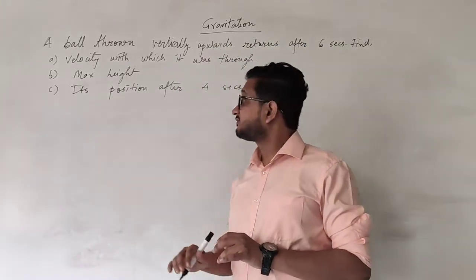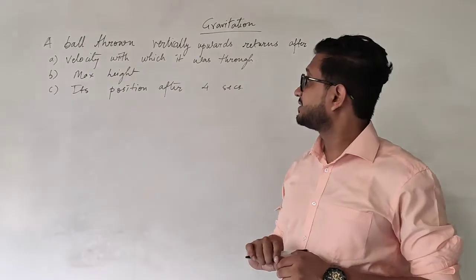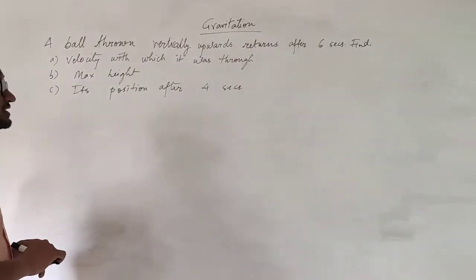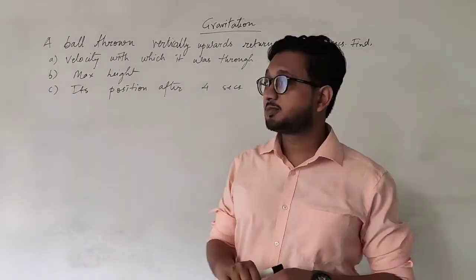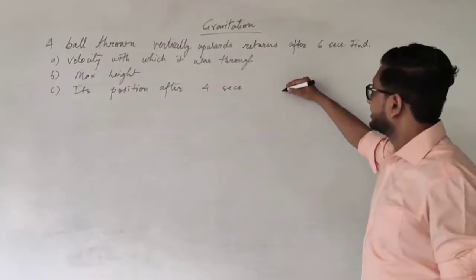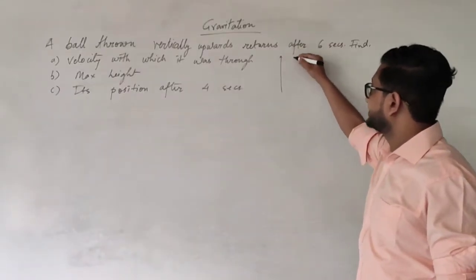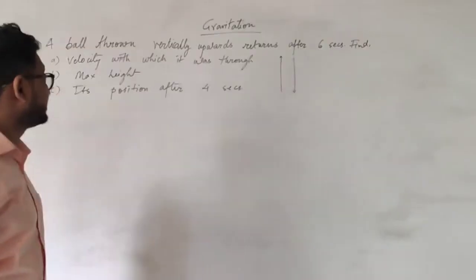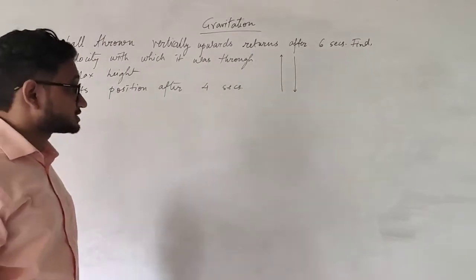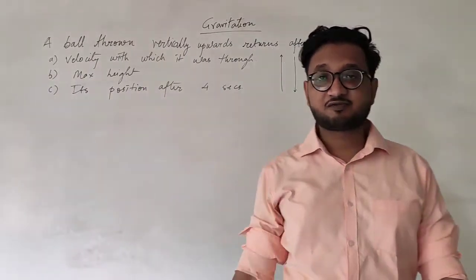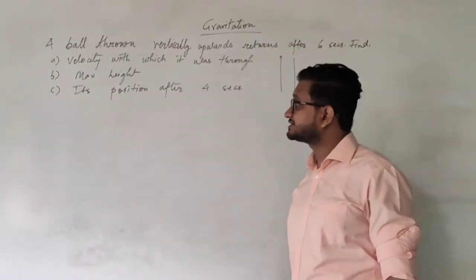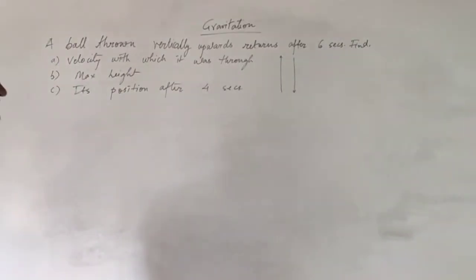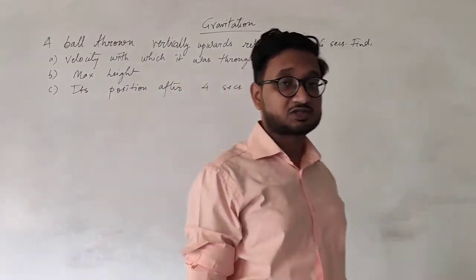But first let us finish the exercise, and the question today is: a ball is thrown vertically upwards, returns after 6 seconds. So, a ball is thrown upwards, like this, and then it is returning back after 6 seconds. Find the velocity with which it was thrown. The second is the maximum height it will achieve, and the third one is what is its position after 4 seconds.